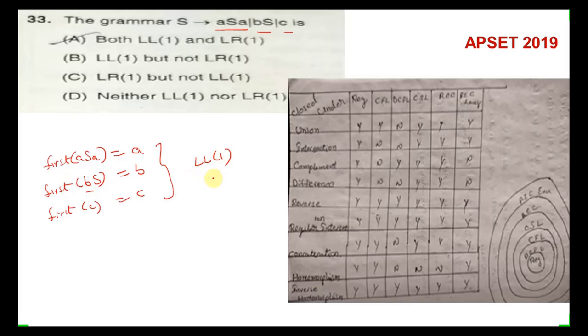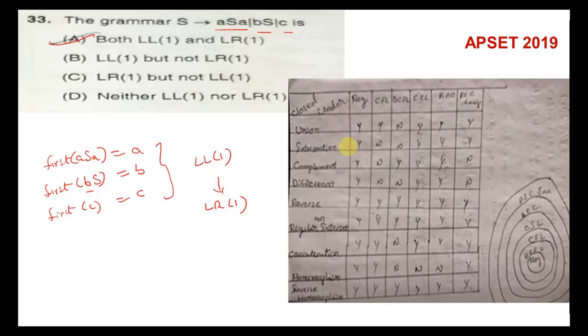When the grammar is LL(1), you can easily say that the grammar is LR(1). So option A is the right one. It is LL(1) as well as LR(1).